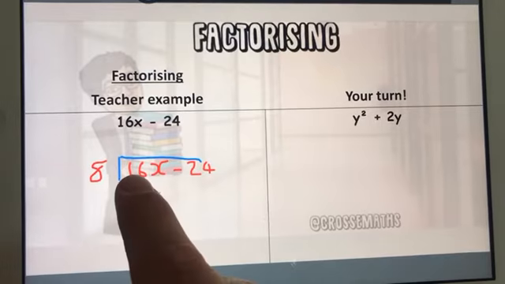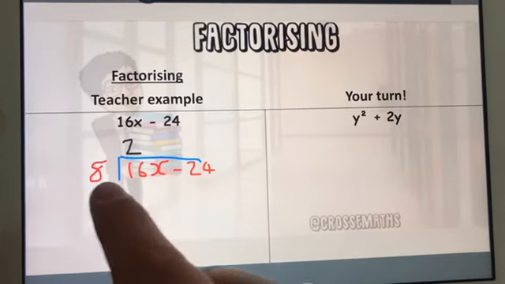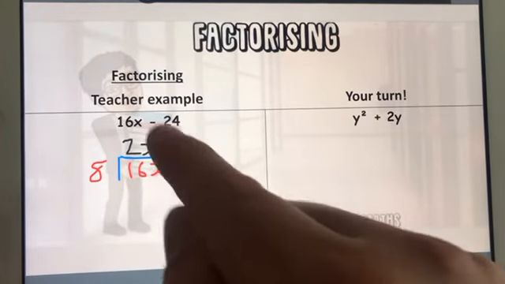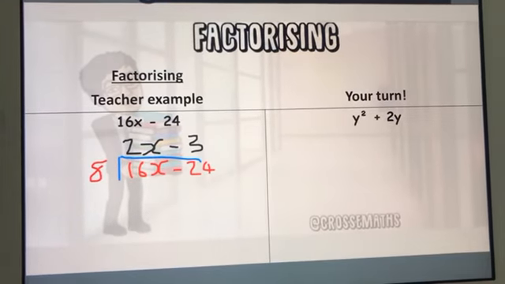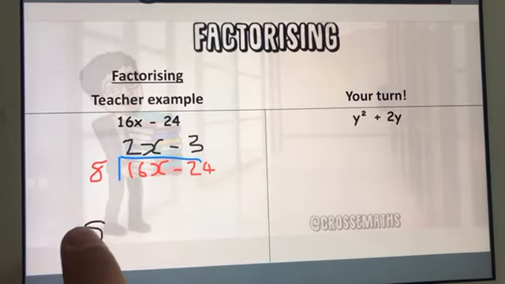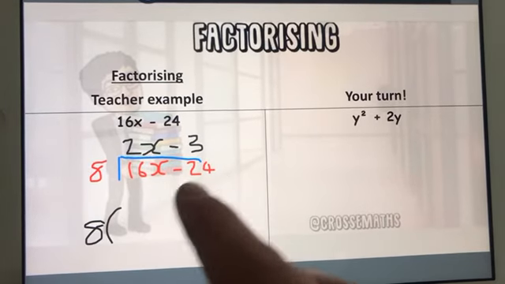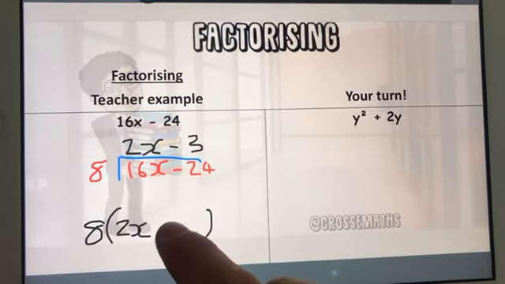16 divided by 8 is just 2. There's no letter on the outside, so x just moves up. Minus goes up. 24 divided by 8 is 3. So my answer is 8 on the outside of my bracket, and 2x minus 3 goes on the inside of my bracket.